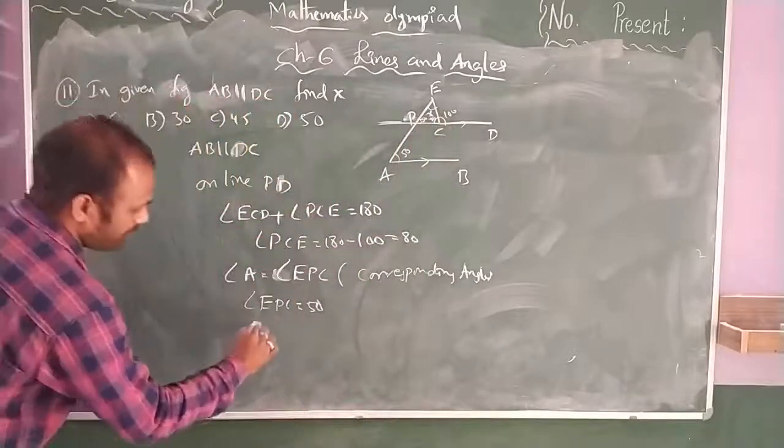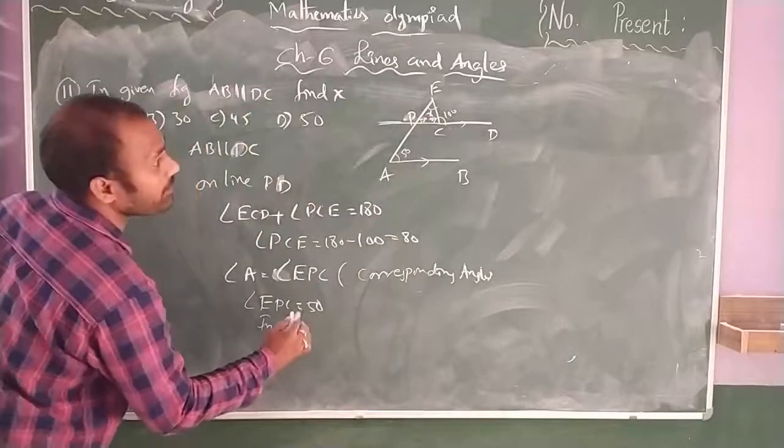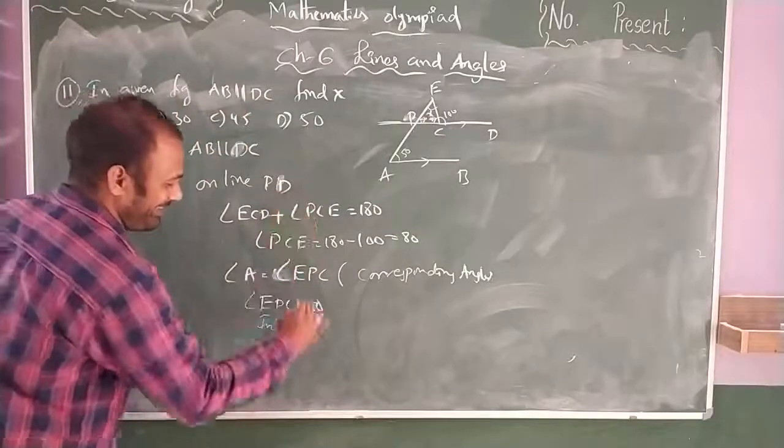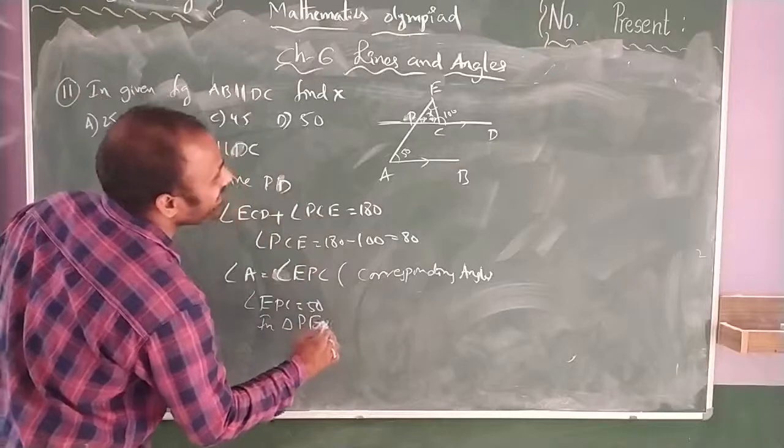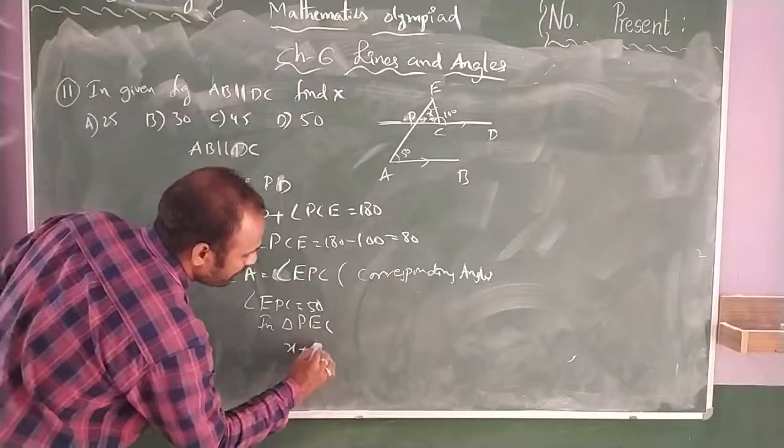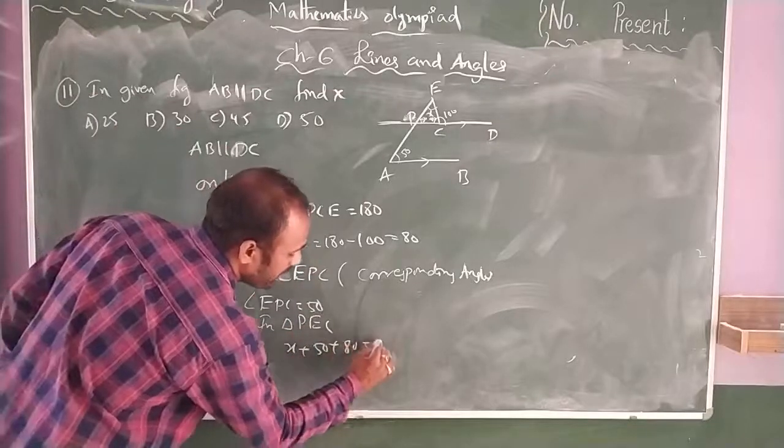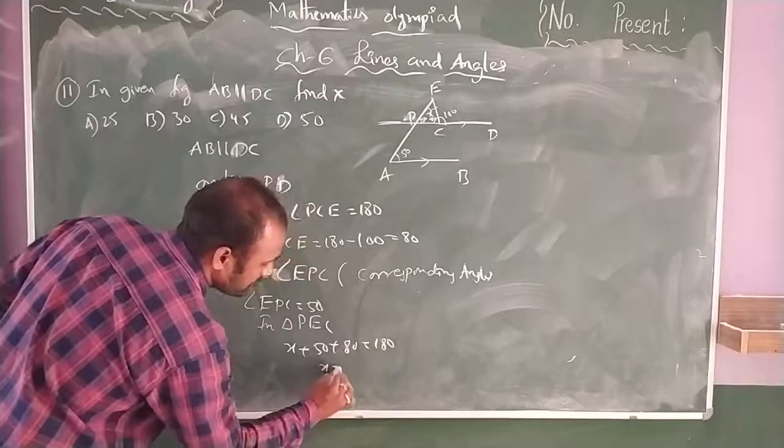So in triangle, if you observe in triangle PEC, X plus 50 plus 80 is equal to 180 degrees. X is equal to 30 degrees.